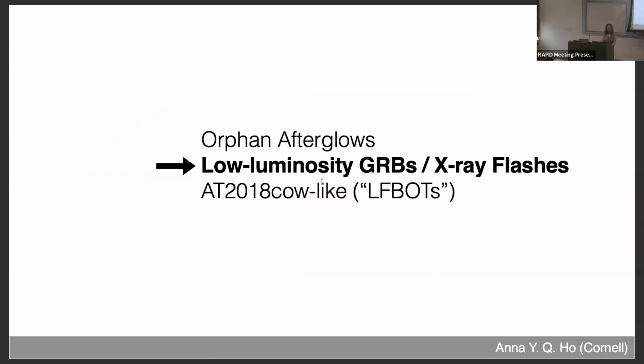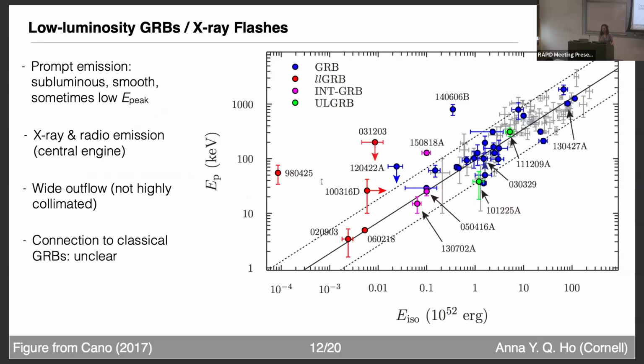Okay, so now I'll switch gears and talk about a different but possibly related phenomenon. These are sometimes called low luminosity gamma ray bursts, sometimes called X-ray flashes, and they're defined in the following way. Gamma ray bursts follow this trend in isotropic equivalent energy on the x-axis and peak energy of the gamma ray emission, shown here on the y-axis. But there are some outliers, which you can see at low energies. Just by definition, these are called low luminosity gamma ray bursts. You can see that some of them also have very low peak energies, and so that's why they're sometimes called X-ray flashes.